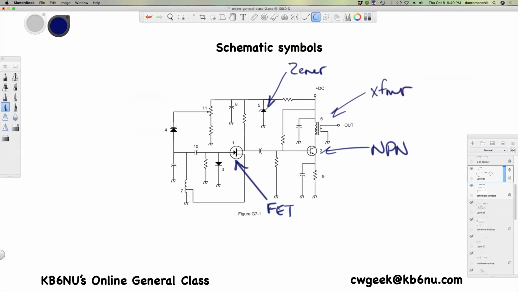And that's what these bars between the two coils are for. That's the solid core. Question: which symbol in figure G7-1 represents a tapped inductor? Answer: symbol 7.